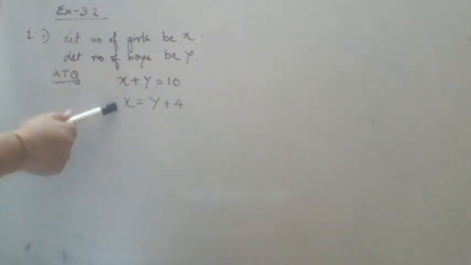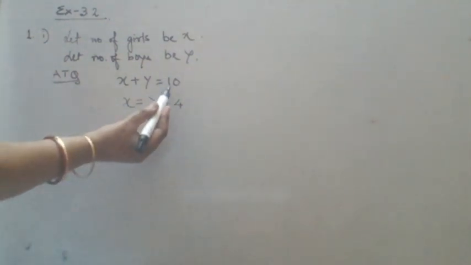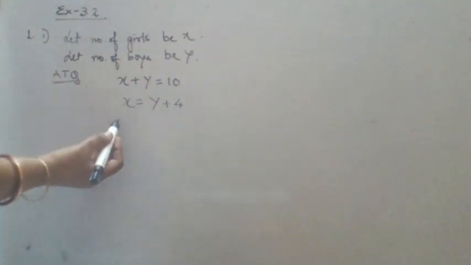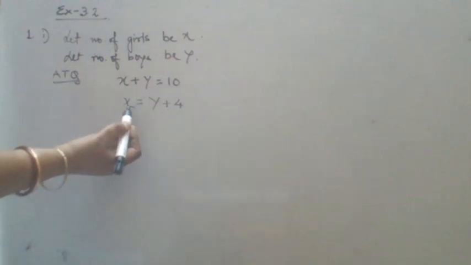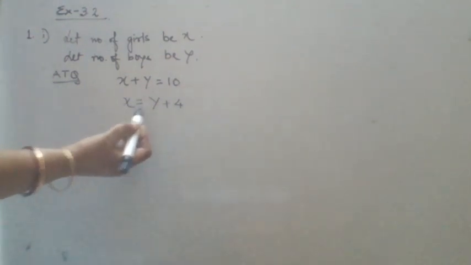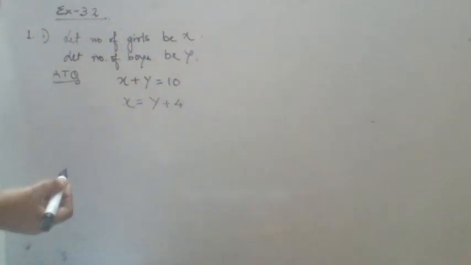These two equations, once you have framed them, then the solution you are already familiar with. But in framing the equation, students, you commit mistakes. You don't understand the language. So once again, this is a very simple one. Try to understand. There are a certain number of girls and boys in a class, and the total number of students in the class is given to you as 10. And the number of girls is more than the number of boys. And how many more girls are there? That is, the number of girls is 4 more than the number of boys. So x is equal to y plus 4. Right, all of you? Clear?